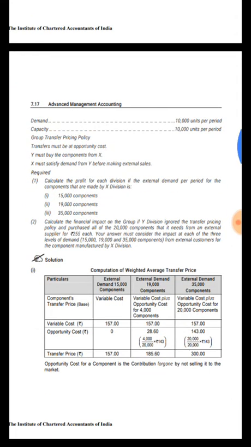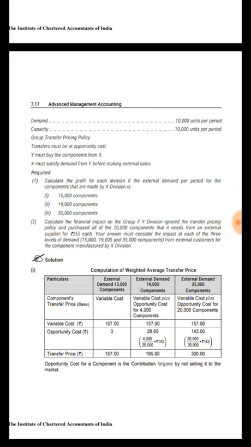Then group transfer pricing policy: transfer must be at opportunity cost. Y must buy the component from X, and X must satisfy demand from Y before making external sales. Then required: calculate the profit for each division if the external demand per period for the components made by X division is 15,000 components, 19,000 components, 35,000 components.